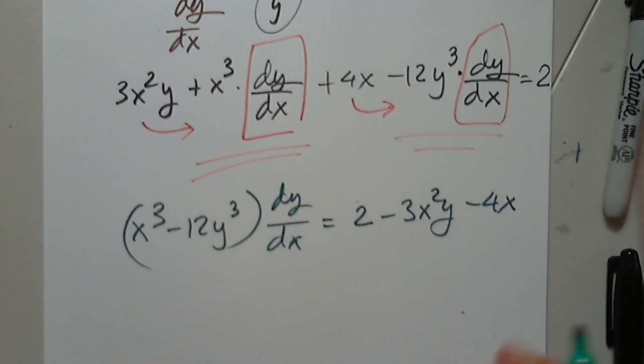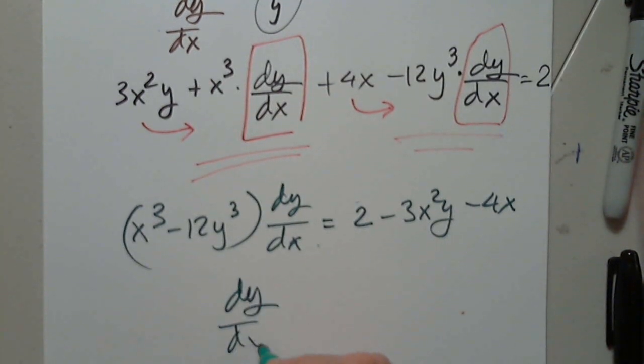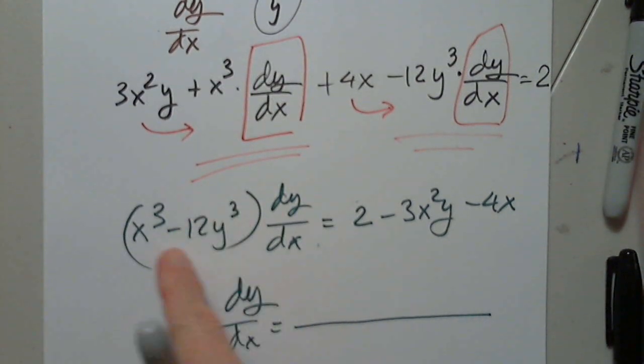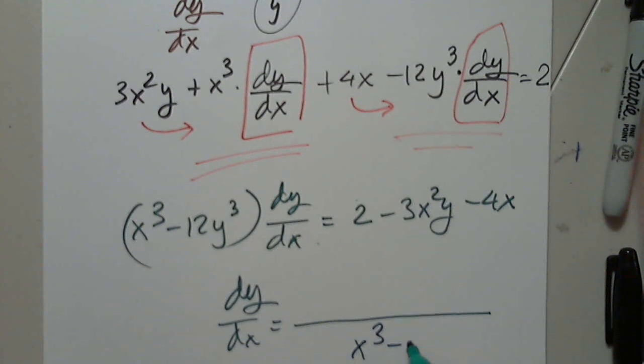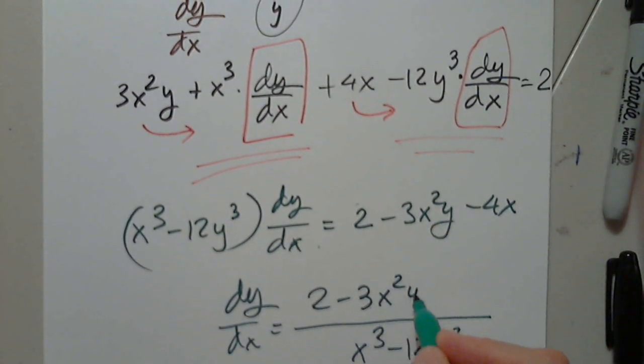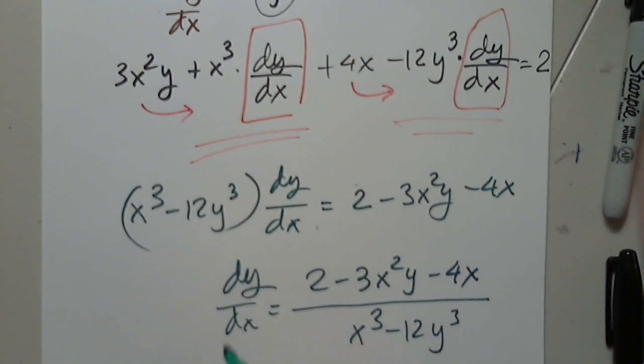Now it's done because I solved, this is just algebra. So dy over dx has to be this over this. This is the number that multiplies dy over dx. It has to go to the denominator. And this has to go to the numerator. And that's it.